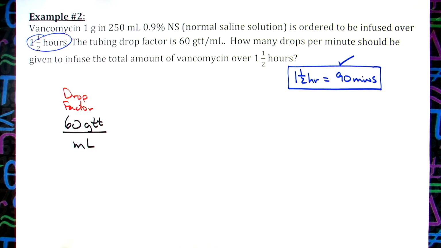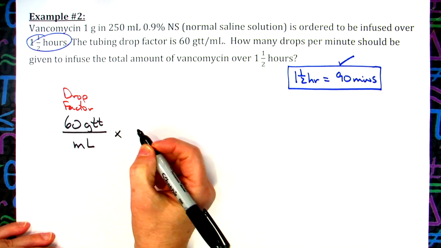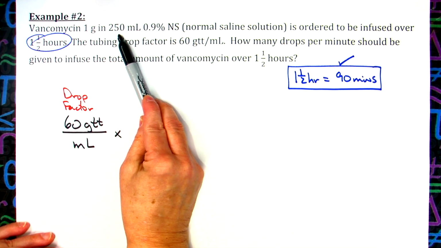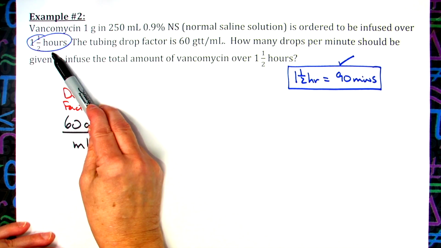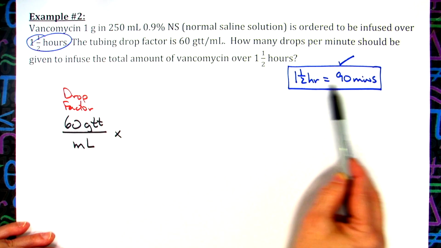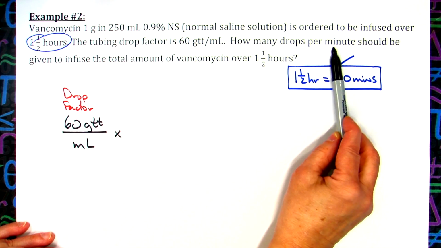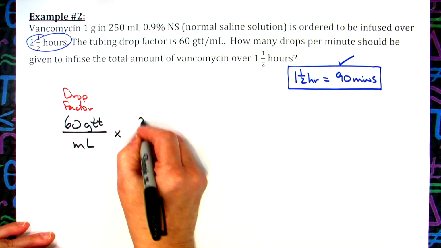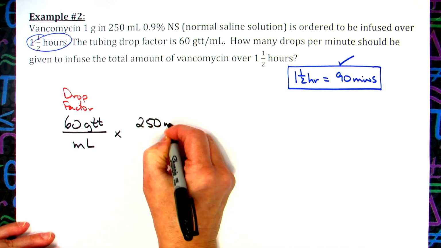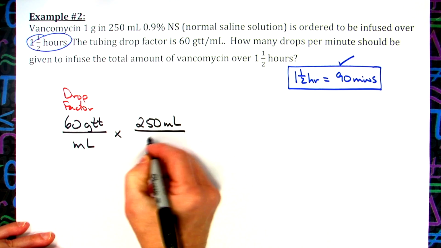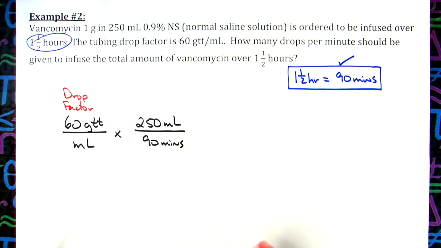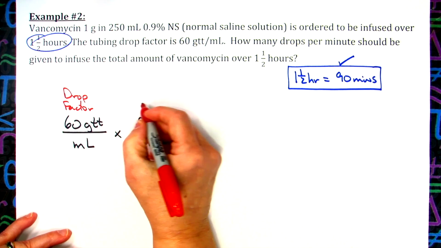All right, now I'm going to multiply that by what is ordered, and what was ordered is 250 milliliters to be infused over 1.5 hours. But like I said, we know 1.5 hours is 90 minutes. The question is asking for drops per minute, so I can just go ahead and write this as 250 milliliters per 90 minutes. It's the exact same thing. You're kind of doing that conversion in your head as opposed to in the unit analysis.